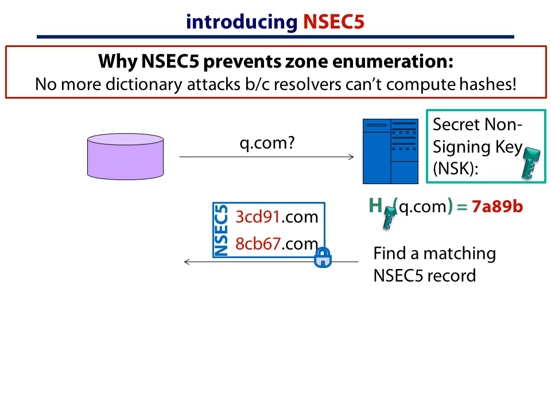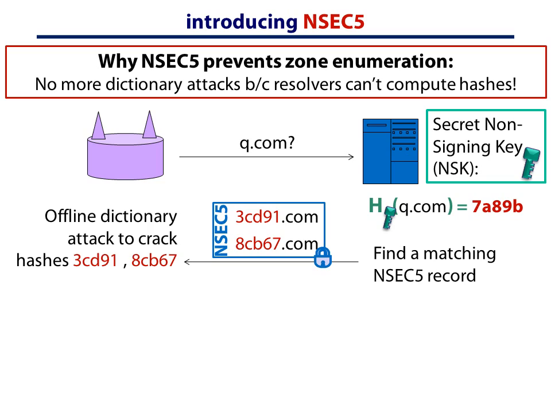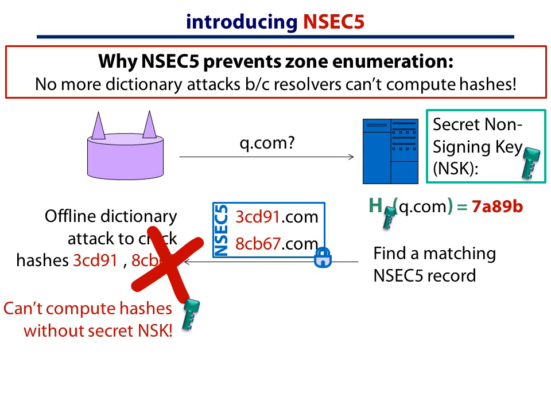So you can see the idea of matching is just like in NSEC3. We can see this hash value starting in 7 falls between these two hash values starting in 3 and 8, and therefore this NSEC5 record corresponds to the hash of the query. And then he's going to send that back to the resolver. Okay, so the resolver now, if this was NSEC3, would have these two hash values that he would then run off and try to crack using his offline dictionary attacks. Okay. But this is where the key comes in. Now, the reason that we have a key here is to actually prevent the offline dictionary attack.